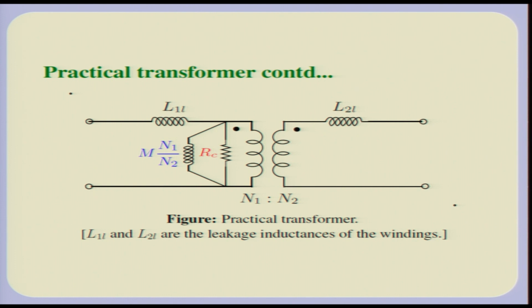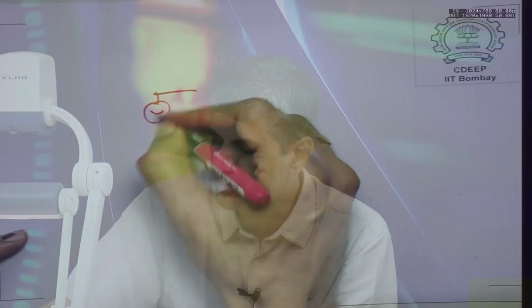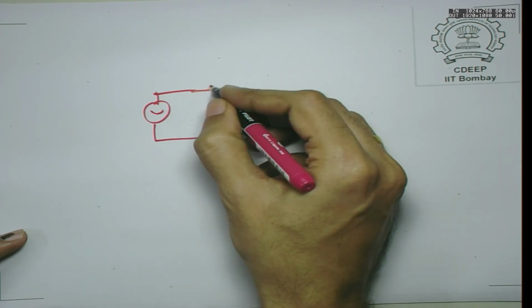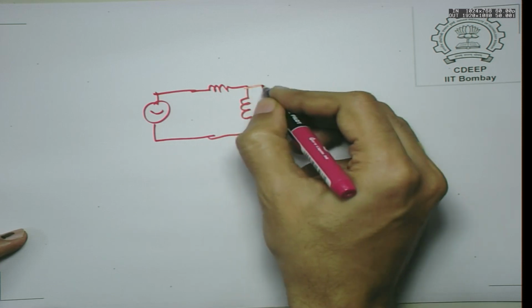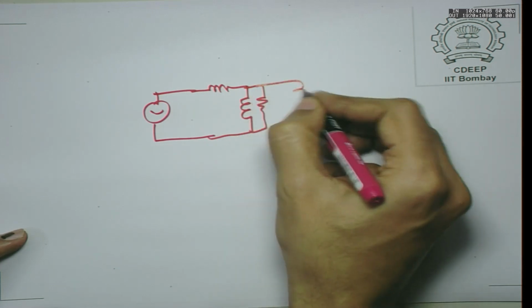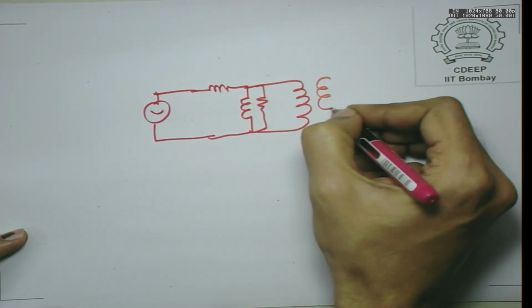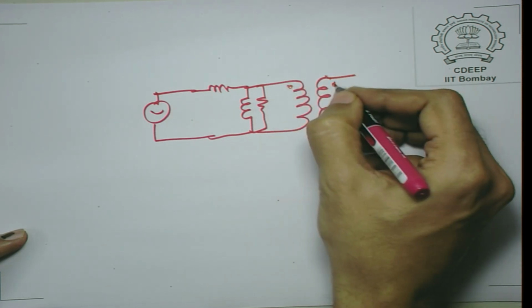The simple test is called a short circuit test. If you actually carry out the short circuit test, what you are going to do is take a transformer and apply a sinusoidal voltage. This is your transformer model. This is an ideal transformer which satisfies the N1 by N2 relationship.